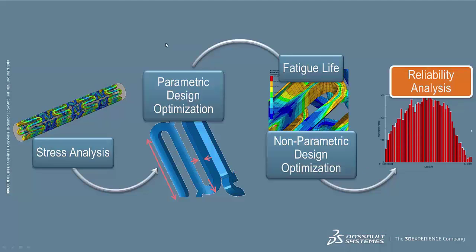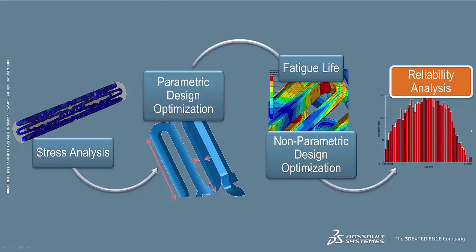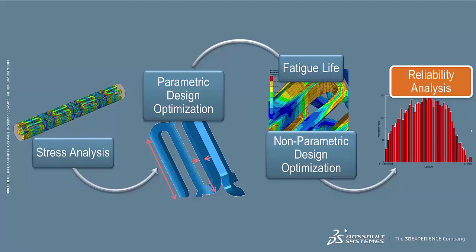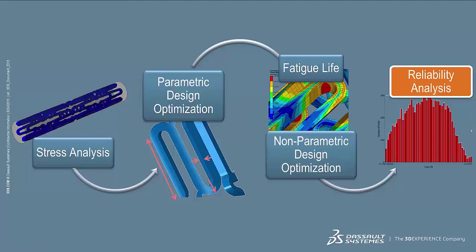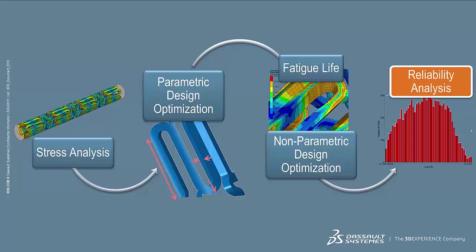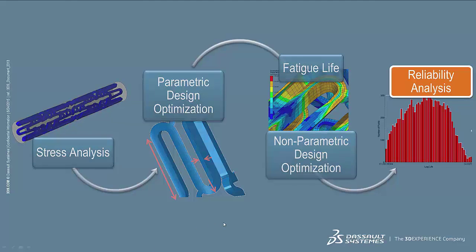So now that we talked about parametric design and non-parametric design optimization, finally we also want to test the reliability of the stent. And the reason we want to test the reliability of the stent is that the same stent will be deployed in a range of population for which the size of the arteries might be very different. So that's what we want to test against: if we change the size of the arteries, how does the performance of the stent change.